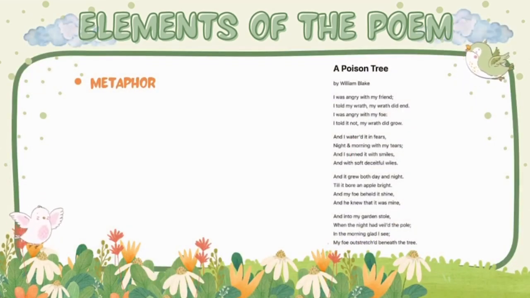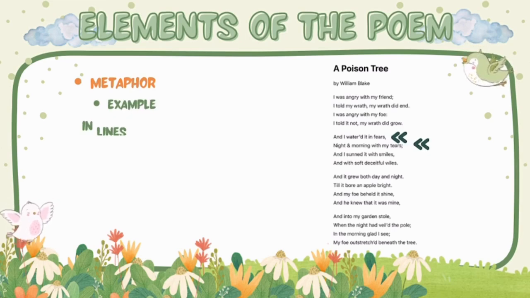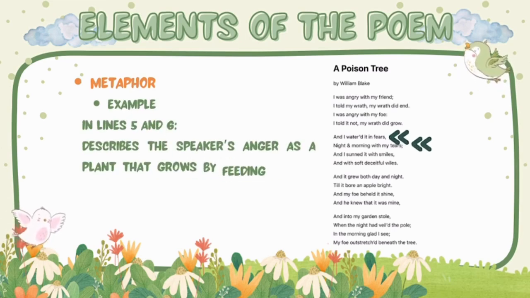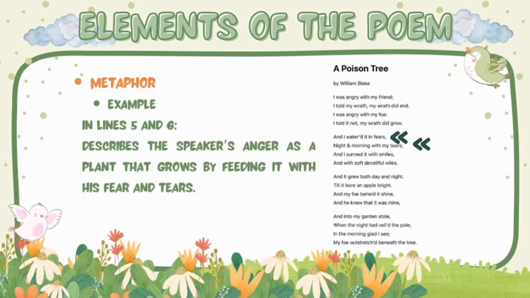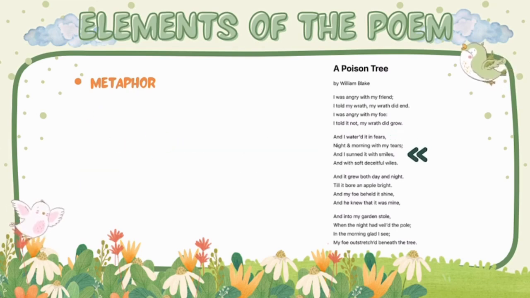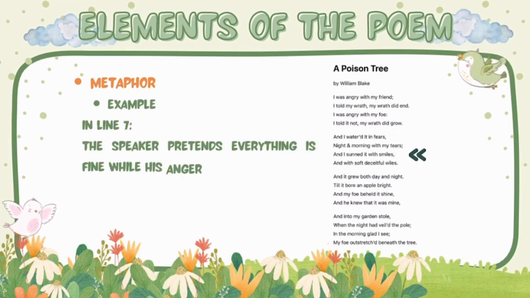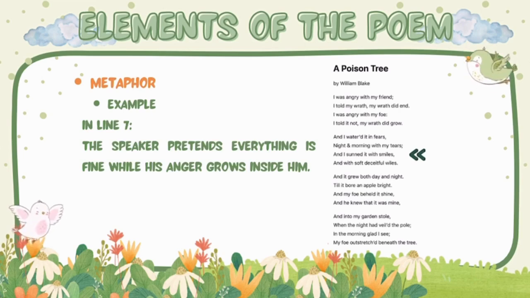In A Poison Tree, William Blake uses metaphors to express emotions. The first example is in lines 5 and 6. Anger is compared to a growing plant fed by fear and tears. This shows how focusing on anger makes it grow. And in line 7, sunned represents hiding true feelings behind fake smiles, letting the anger grow even more.